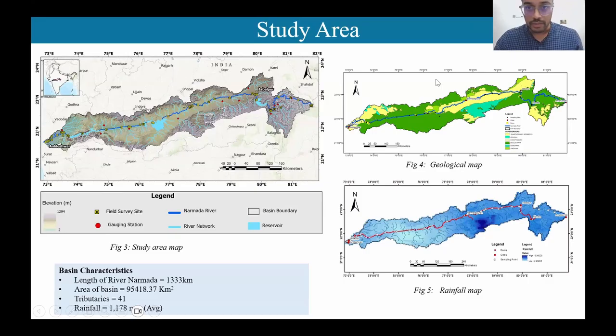Apart from this, if I talk about the study area, this basin is mostly covered by the Deccan Trap, that is, lithologically, it is basaltic in nature. And the rainfall pattern changes drastically if you go from upstream to downstream, but the average rainfall in this region is around 1,178 mm, which is quite significant for a tropical river.